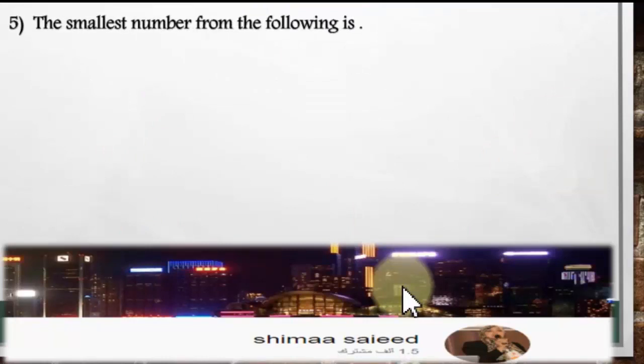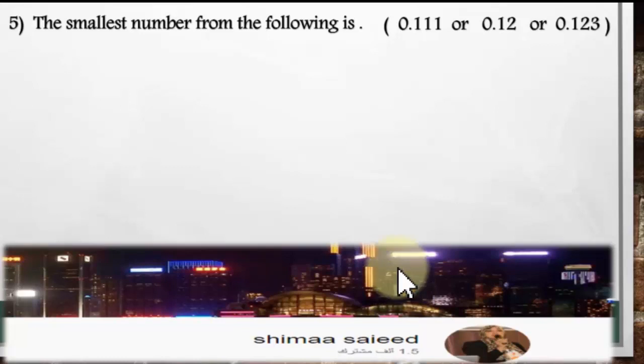The smallest number from the following is 0.111 or 0.12 or 0.123. Excellent, 0.111.